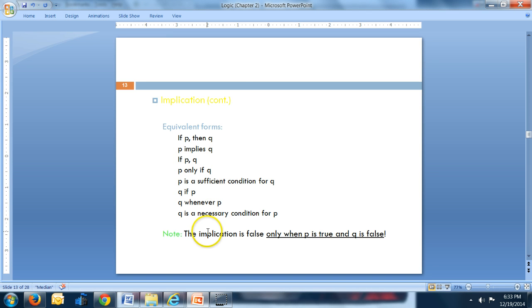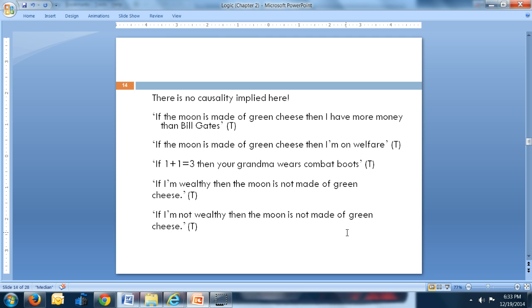Now, as I mentioned before, the implication is false when B is true and Q is false, as we saw in the truth table for the implication if B then Q. Here are some examples. If the moon is made of green cheese, now remember this is a false statement, then I have more money than Bill Gates. Well, this second statement Q could be true, could be false, but it doesn't matter since you started with an if.